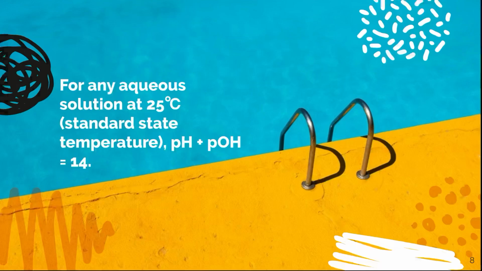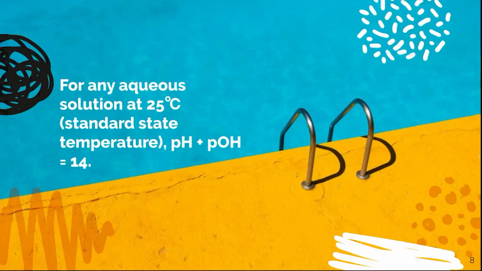For any aqueous solution at 25 degrees Celsius, pH plus pOH is equal to 14. We derive the number 14 from our autoionization of water constant, which was 1.00 times 10 to the negative 14. So our pH scale will be from 0 to 14. Obviously, you can have something that's below 0 or above 14, but generally we'll be dealing with a pH from 0 to 14. And 25 degrees Celsius is our standard state temperature.